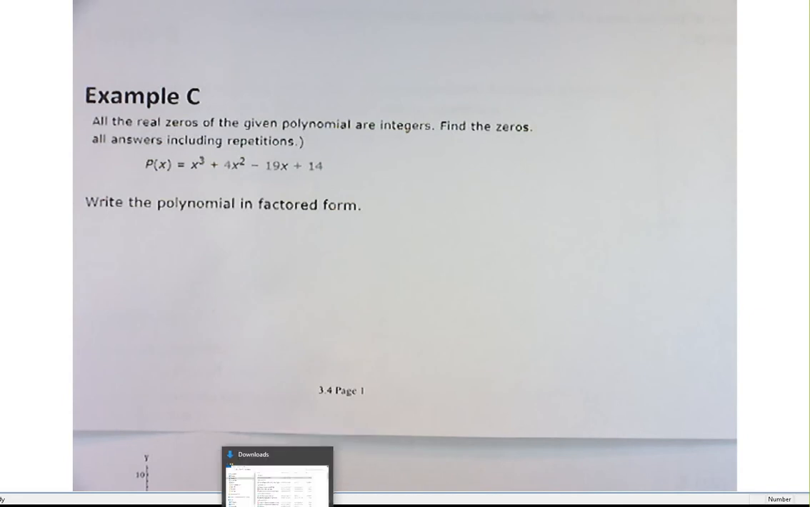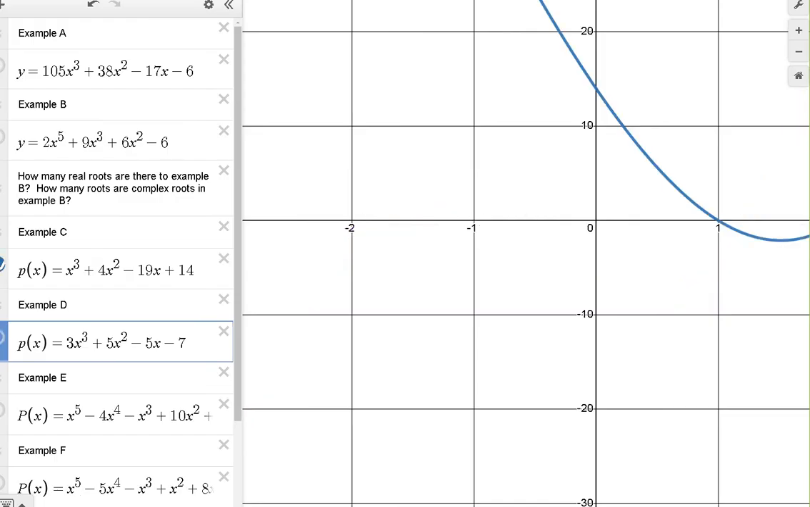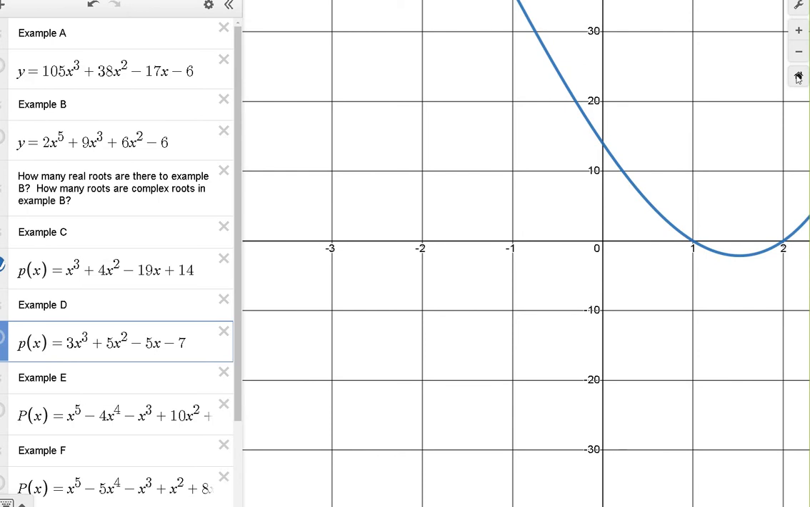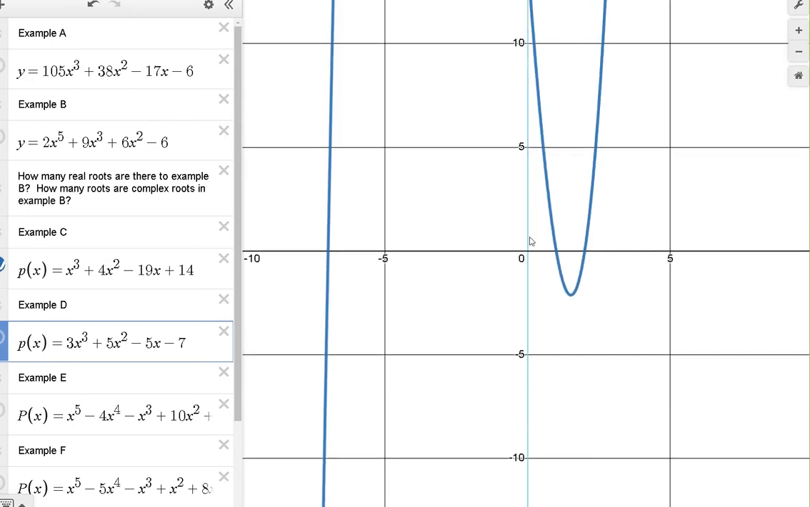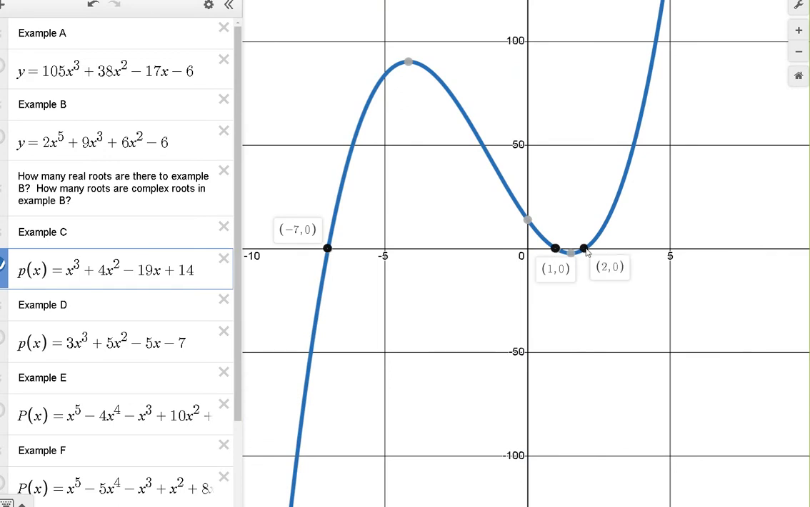Let's take a look at this in terms of the graph. So, let's zoom in a little bit. There we go. 1, 2, and 3. Beautiful. So we've got roots at -7, 1, and 2. So let's write those down. Our roots, x equal -7, x equal 1, x equal 2.